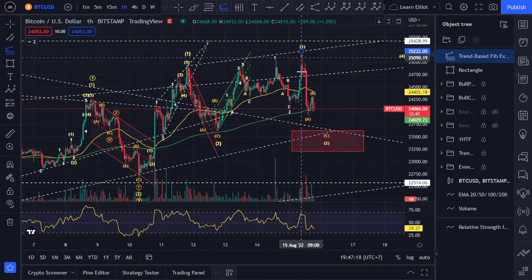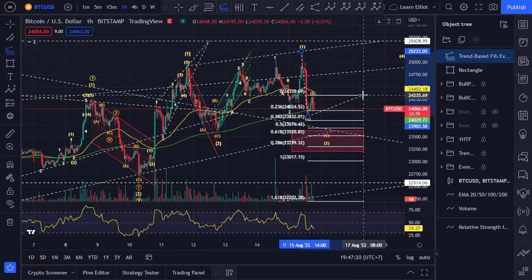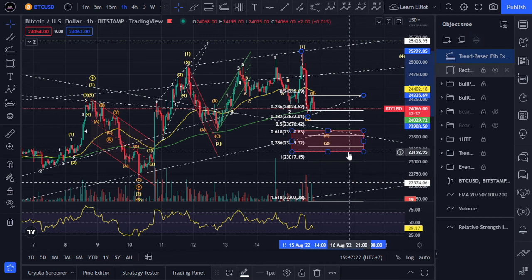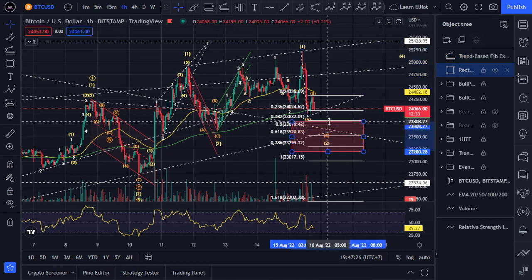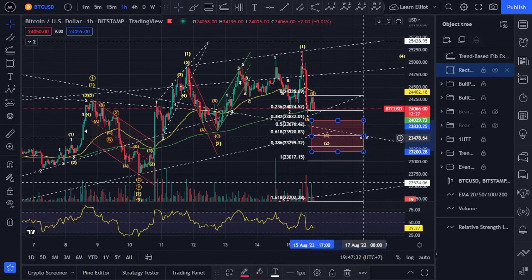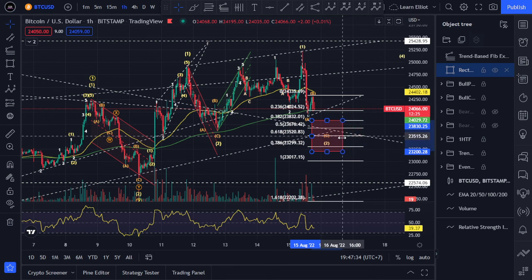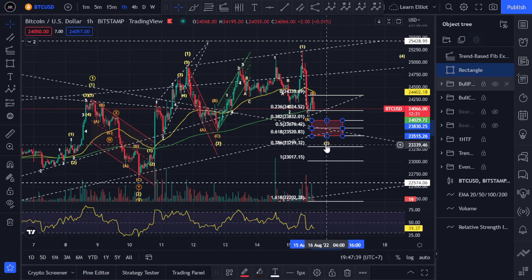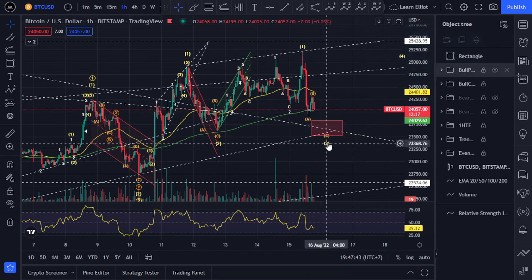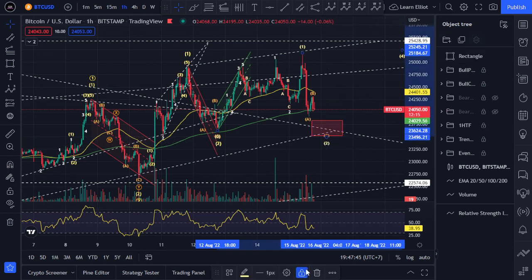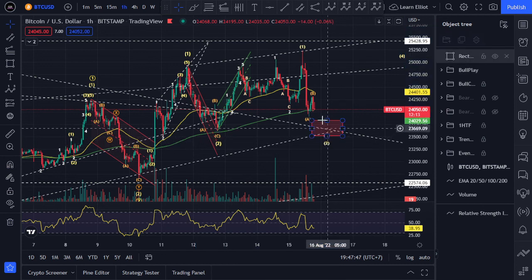Let me calculate it again. So this is the target. The target will be from 0.382 Fibonacci retracement to 0.618 Fibonacci retracement. So somewhere, okay. Yep, this is the target for this bull case scenario or whatever.